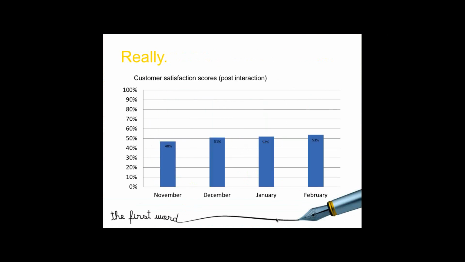Quite a difference. You don't even really need to see the specific scores to see that they are about half of what their quality scores are. So these are the customer satisfaction scores as they've written post interaction. So 48%, 51%, 52%, 53%. So they're telling themselves a different story to what their customers are telling them here.